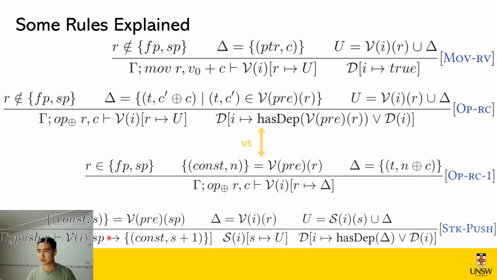The last rule is about push R. When we see this, we have to do two things. The first thing is we have to update the stack pointer. The second, we have to update the stack slot content. For more information about other rules, please refer to the paper.